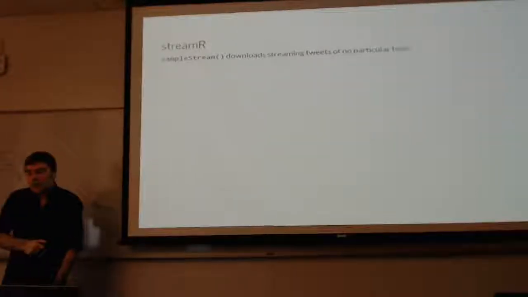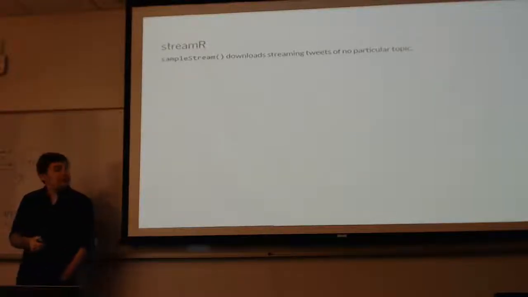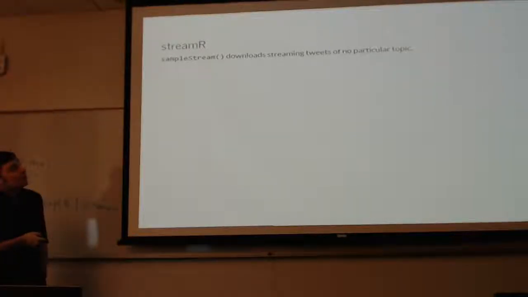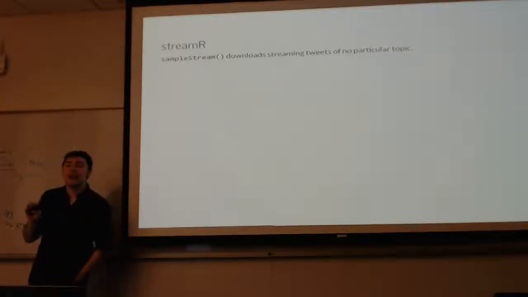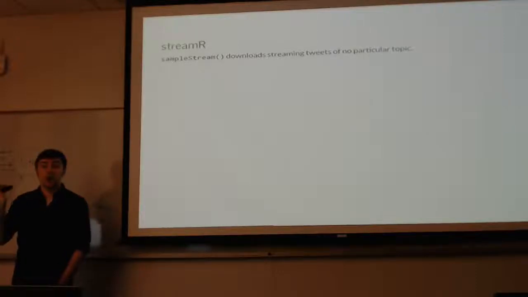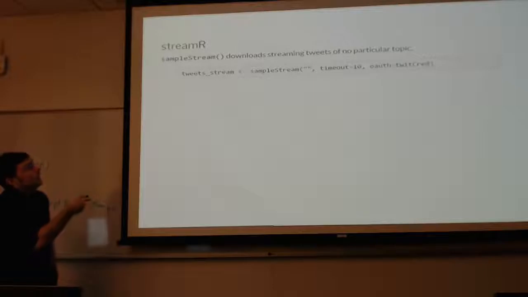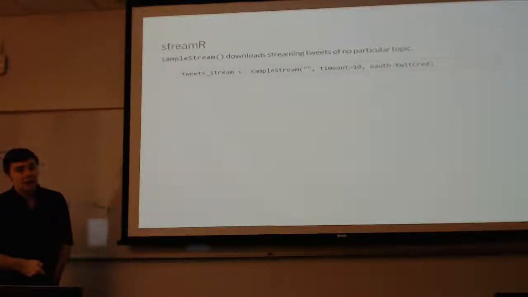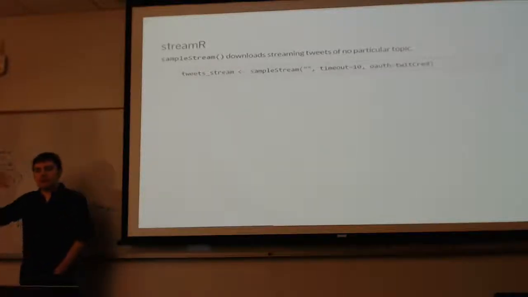Okay, so in Streamer, once you've authenticated and everything like that, the function sample stream will download streaming tweets with no particular topic. In the streaming API, you can just get things with no search term, unlike the REST API. So for example, you might do this. Say, sample stream, blank text, I'll talk about that in a little while, timeout 10, and then you give it OAuth equals those credentials you did. What this is going to do is it's going to run for 10 seconds and just grab all the tweets coming from the streaming API.